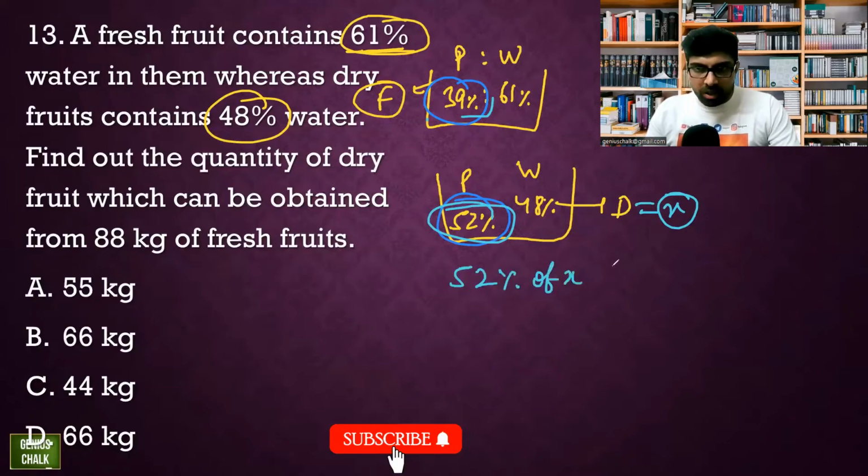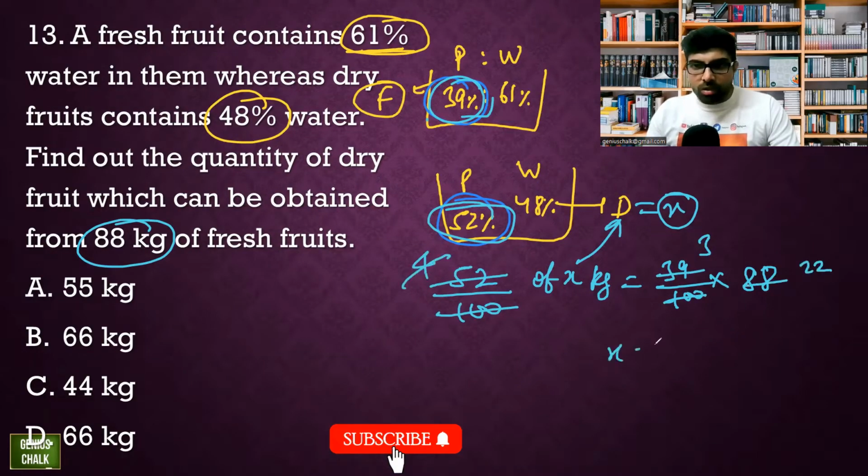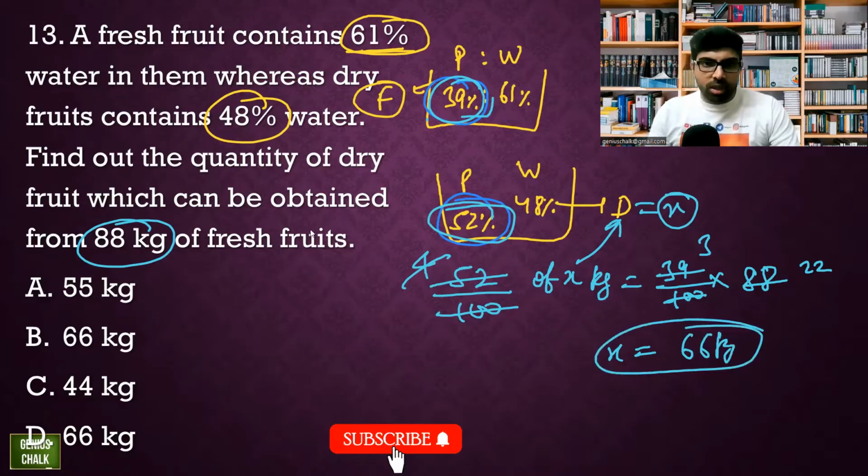52% of x kg, where x is the total of dry fruits, is equal to 39% of the fresh fruits, which are 88. Can I solve this? 52 by 100 I can write. So basically this is how we can solve. 100 cancels, 13 3s are 39, 13 4s are 52, 4 22s are 88, so x kg is equal to 66. The x value is equal to 66, and that is my answer. So basically just equate the pulp quantity in both the cases, right?